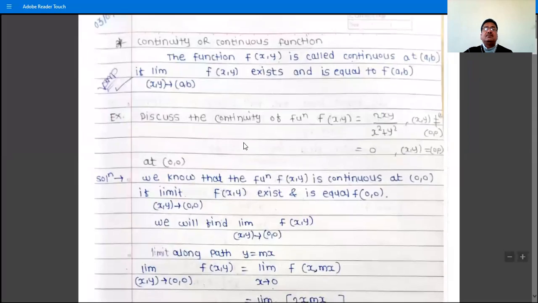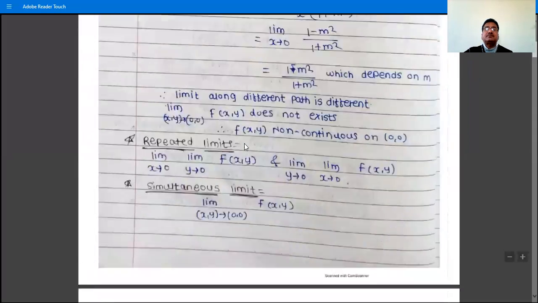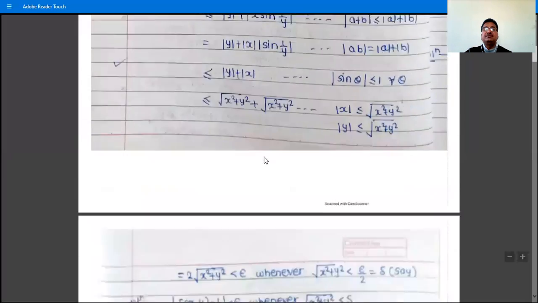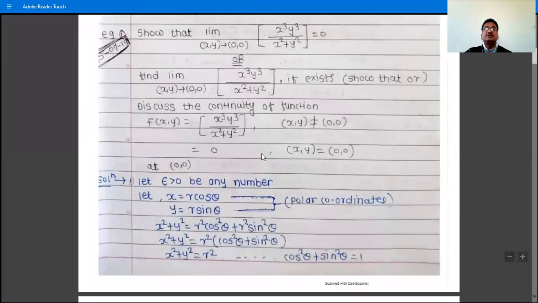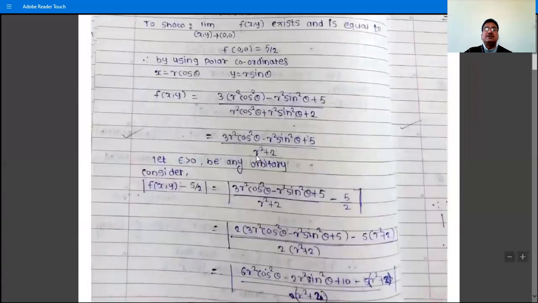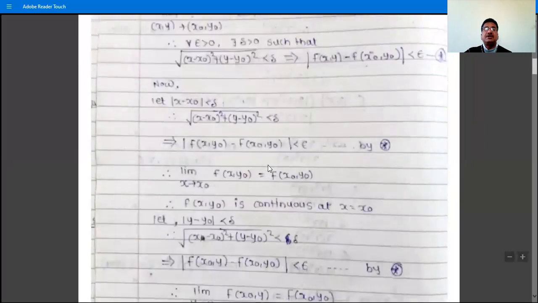So these are problems for 2 marks. Then we start the second chapter, that is the partial derivative. So the first chapter is what? Limit and continuity, and range and domain. The next chapter is what? Partial derivative.